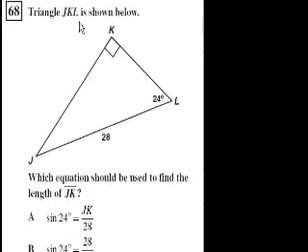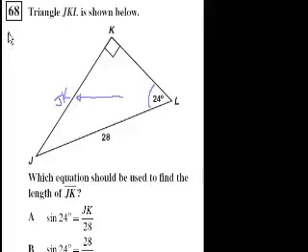Problem 68. Triangle JKL is shown below. Which equation should be used to find the length of JK? So we want to find this, JK. We have this angle here. JK is the opposite side, right? We want to figure out the opposite side. We have the hypotenuse. So what trig function deals with opposite and the hypotenuse?